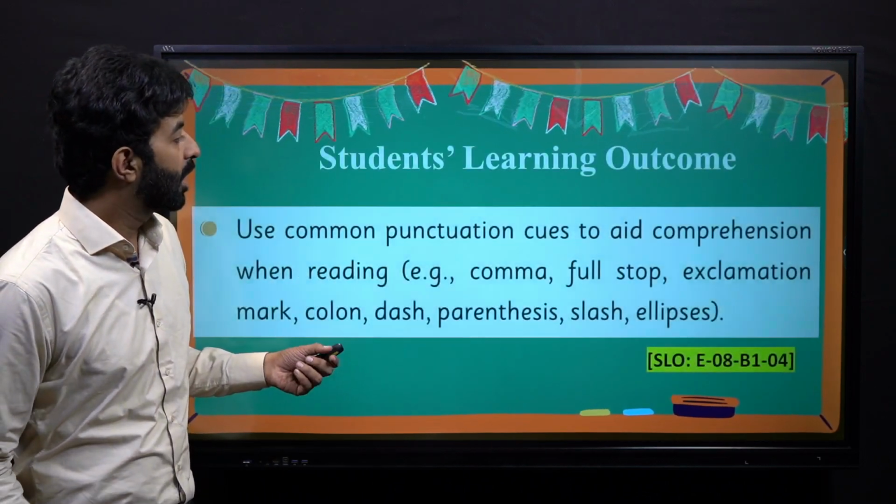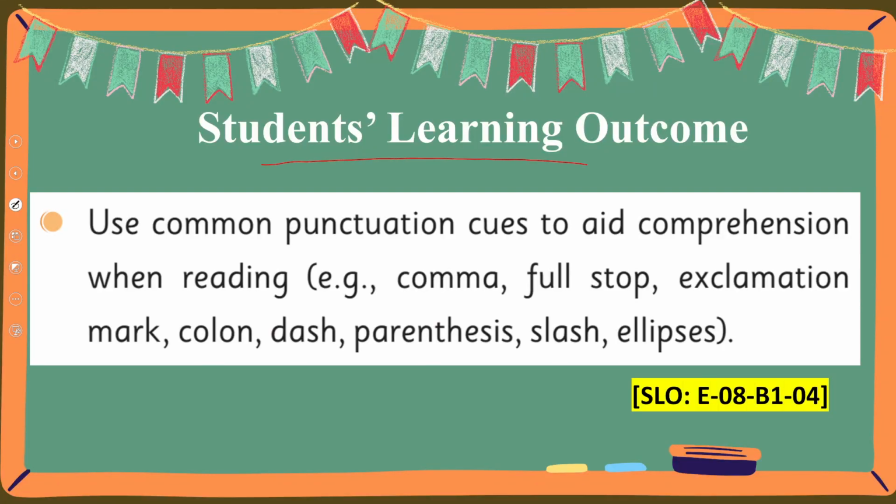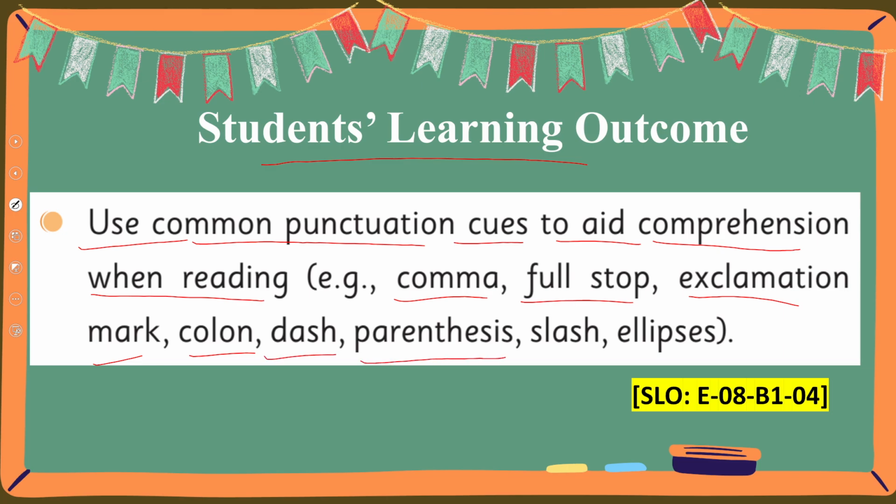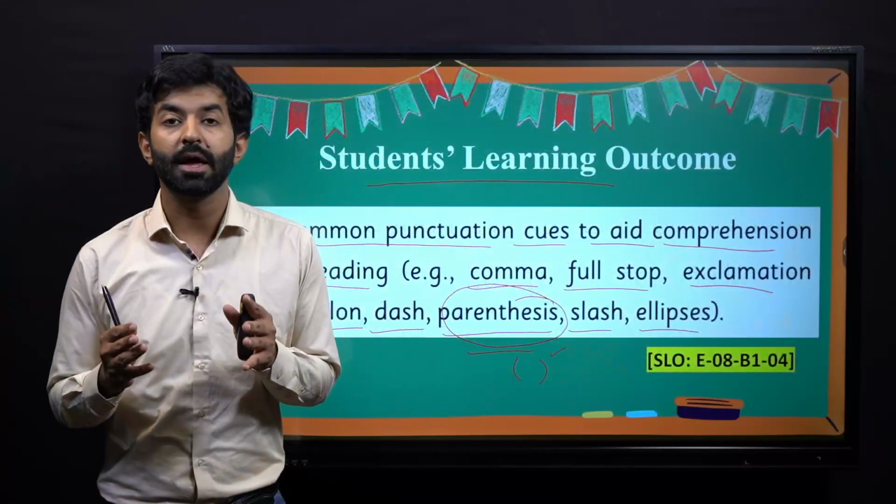Let's talk about our students' learning outcome. It says, use common punctuation cues to help our comprehension when we are reading. For example, comma, full stop, exclamation mark, colon, dash, parenthesis, slash, ellipsis. And there are so many more punctuation cues or marks. Now today we will talk about parentheses, the round brackets. How do we use them in the English language?